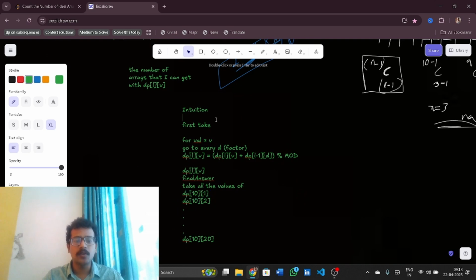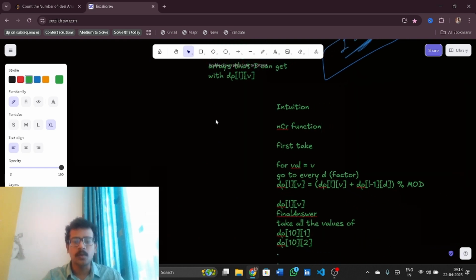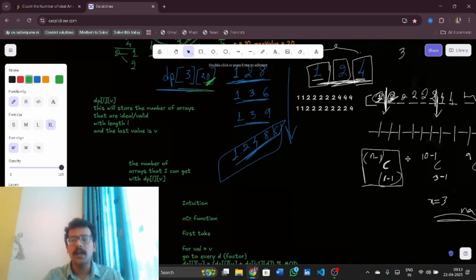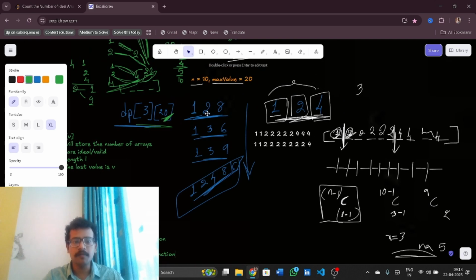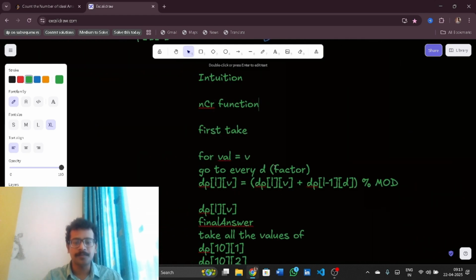For that I need to write an ncr function, right? So ncr function. So I need to place it for every valid sequence, right? If I take this 20 and the size is 3, then I am adding ncr every time. So for this I add ncr every time.